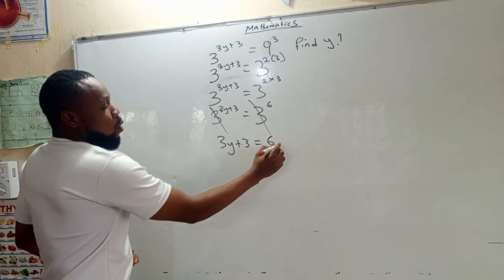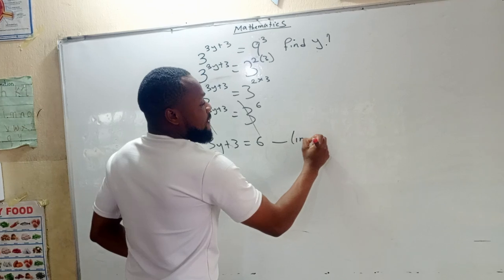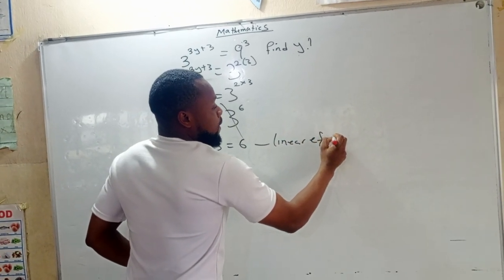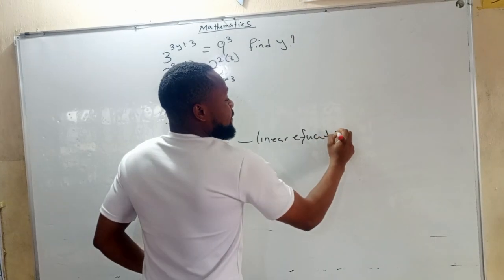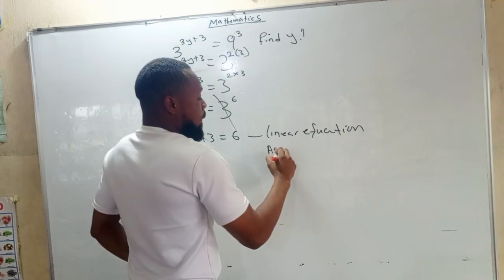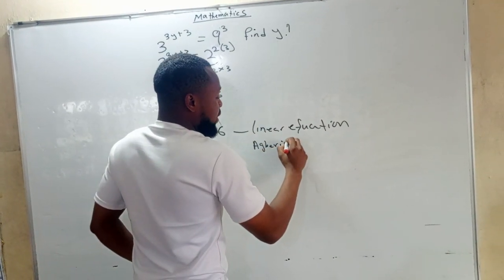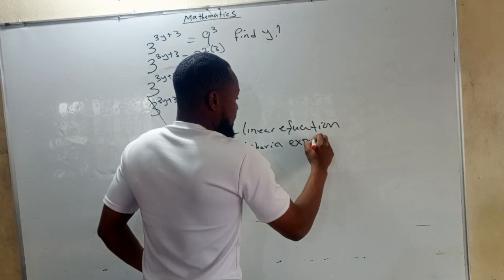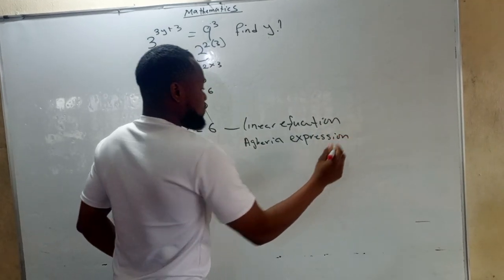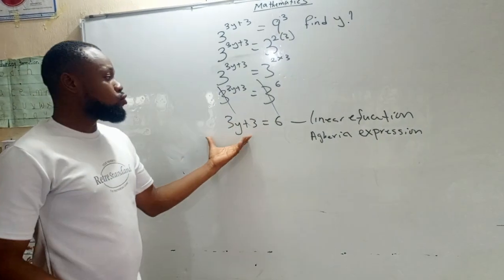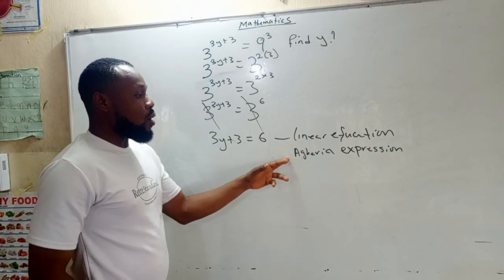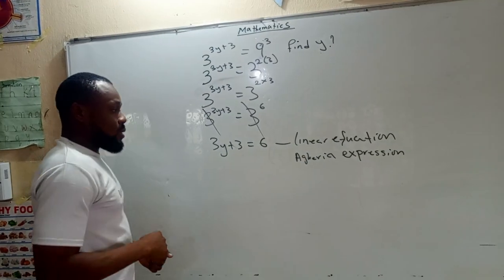Now, we have gotten to what we call a linear equation, or algebraic expression. Now we've gotten to this stage. Either you call it the linear equation or you can call it the algebraic expression. Now what do we do next?